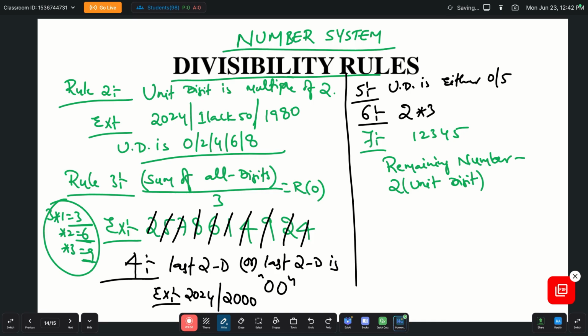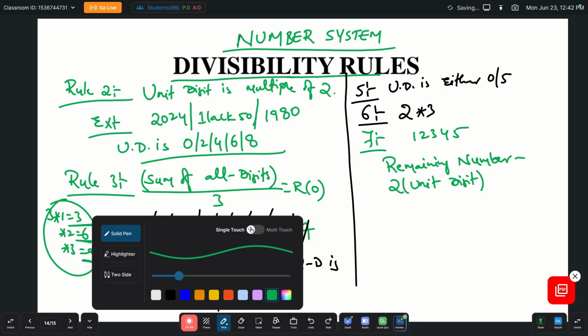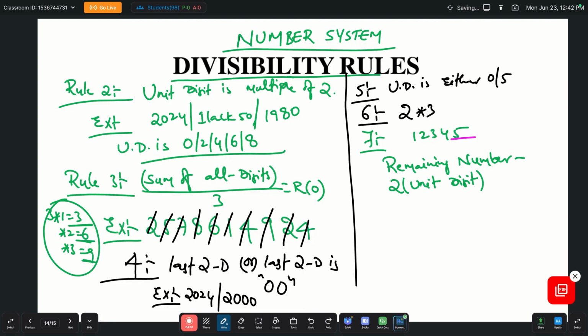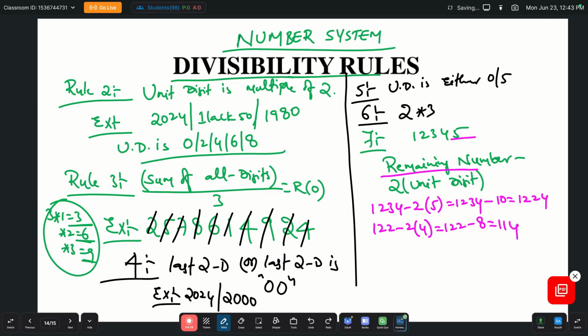The unit digit of 12345 is 5, and the remaining number is 1234. 1234 minus 2 times 5, which is 10, gives 1224. Is 1224 divisible by 7? Again we take the remaining number minus 2 times the unit digit: 122 minus 2 times 4, which is 122 minus 8, equals 114. Is 114 divisible by 7? No, it is not.